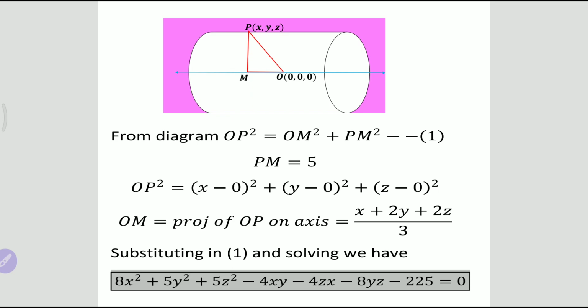OM, how to get OM? OM is nothing but the projection of OP on the axis. So the DRs of OP are x, y, z, and we know the DRs of the axis as 1, 2, 2, so we can easily find out the direction cosines of it. It will be 1 by 3, 2 by 3, 2 by 3, and when you take the product of that, you are going to get the projection on the axis. And when you put the values of OP, PM and OM in the Pythagoras theorem, you can easily get the equation of the right circular cylinder.